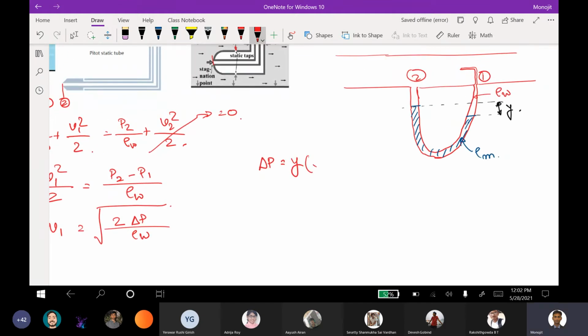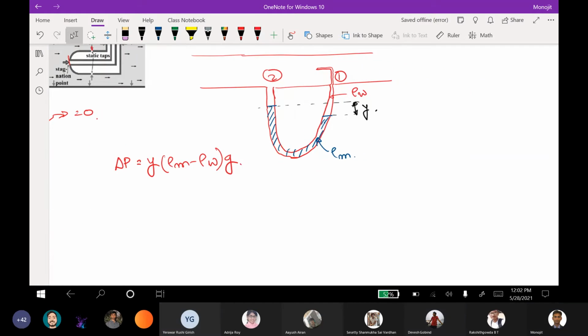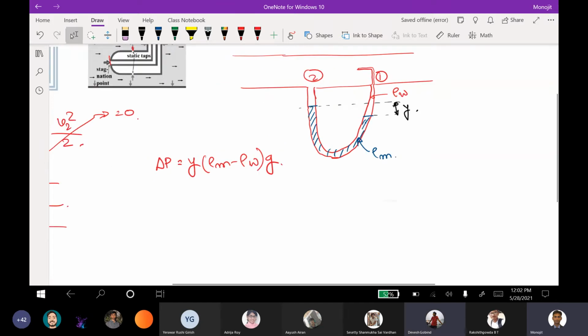Y multiplied by rho m minus rho w into g. Right. Is it clear, or do I have to derive this? I think you can derive this. Yes, sir, it's clear. This is pretty straightforward.